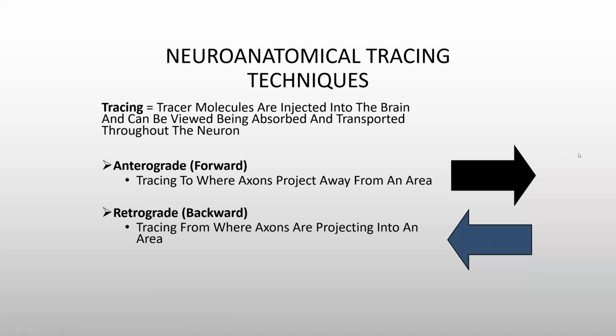Okay, so the last thing here is we're going to talk about tracing techniques. So tracing is when you take a tracer molecule and you inject it into the brain, and then you identify where it goes, okay? Where it's being absorbed and where it's transported to. So if it's an anterograde tracer, okay, that means that you can place it into the brain, it will be picked up by a neuron and then sent away or projected away from an area, okay? So if you follow where it's being projected away, then that's forward, okay? So that would be anterograde tracing.